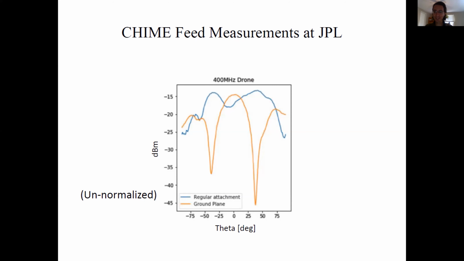And that leads to the last thing that I have to discuss, which is the drone calibration of the array. Thanks.